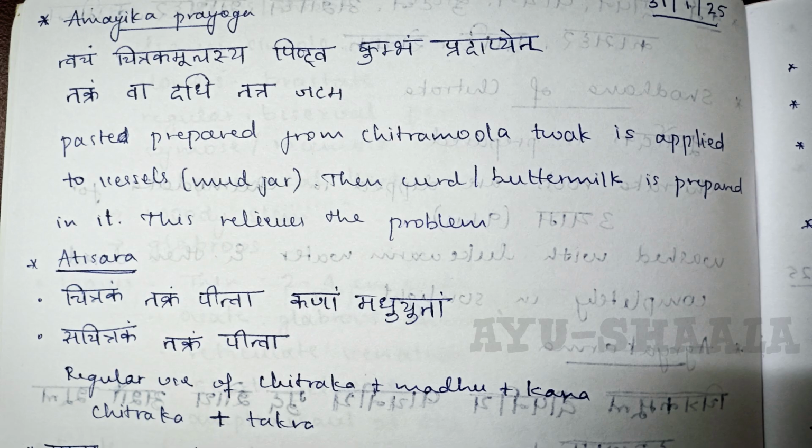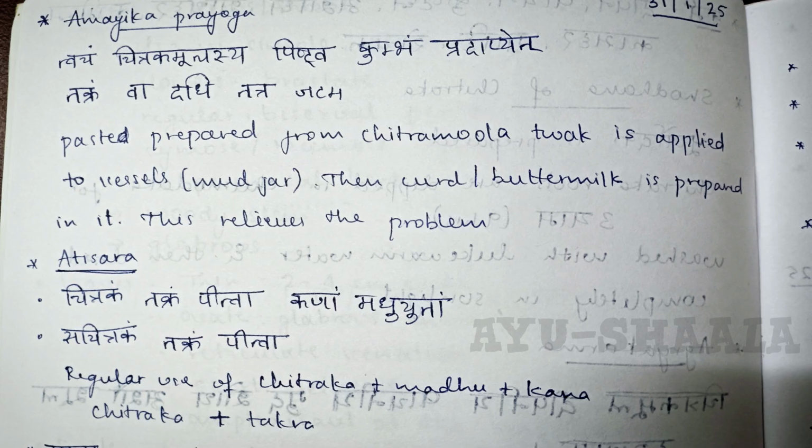Now we will see its Samayika Prayoga. In which disease, how can we administer this drug? In which form? So first, just remember it is for Arsha Roga, that is hemorrhoids. In hemorrhoids we can give a paste of Chitraka Moola. Paste is prepared out of its twak, and it is applied to a vessel, that is a mud jar. Then curd is put into that and buttermilk is prepared out of that. So this helps in relieving that problem.